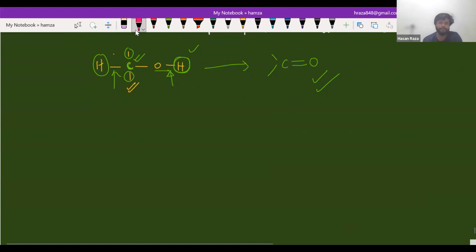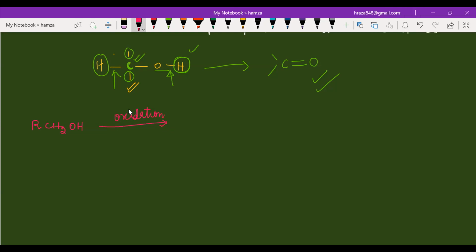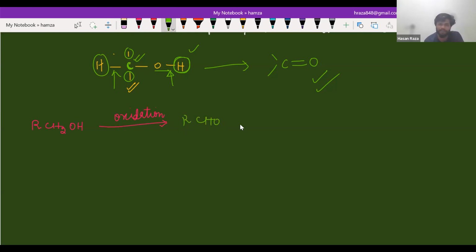Now see, it's very easy. If you have this RCH2OH, can you tell me whether it is primary, secondary, or tertiary? Primary. It is primary. So it will be directly converted into RCHO. And again, if you oxidize it, it will be converted into carboxylic acid. How does this happen? It's very easy to understand.